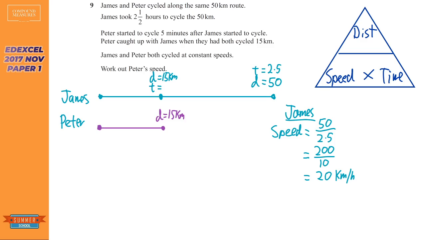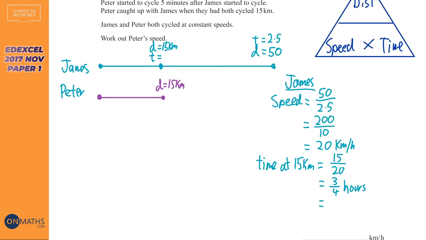Okay, so now we need to work out James's time at 15 kilometers. So time is distance over speed. His distance is 15 kilometers, and his speed we've just worked out is 20. Then divide top and bottom by 5, and you get 3/4. Given I know what we're going to have to do next, it's important to realize this is in hours, and it might help us to convert that into minutes.